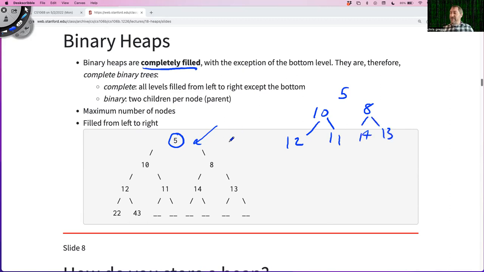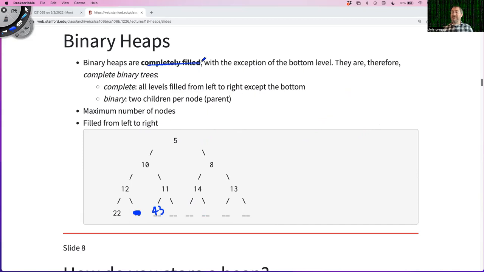It does not have to have a full level. Notice this heap, the bottom of the heap, is not filled in many places. But you couldn't put the 43 here and not fill this one. That would not be a completely filled heap or completely filled tree, because you're missing one there. So you always have to make sure that if it's a heap, not only does it have that heap property, but it's also completely filled. That means the 43 would have had to go in there. And we'll see how this manifests a little bit later, okay?